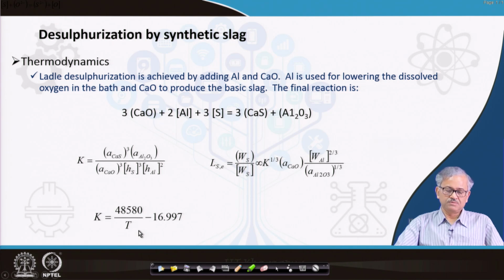So if you increase the temperature, the partition coefficient will decrease. So at low temperature, sulfur partitioning will be better. And you can see, the more the activity of CaO, the higher your partitioning will be. If the dissolved aluminum in the bath is high, your partitioning will also be high, and the activity of Al2O3 has to be low in the slag, which will favor higher partitioning.